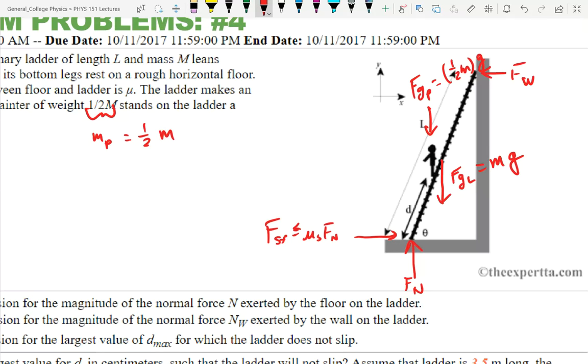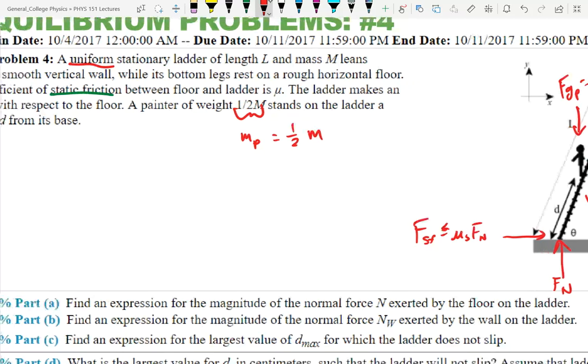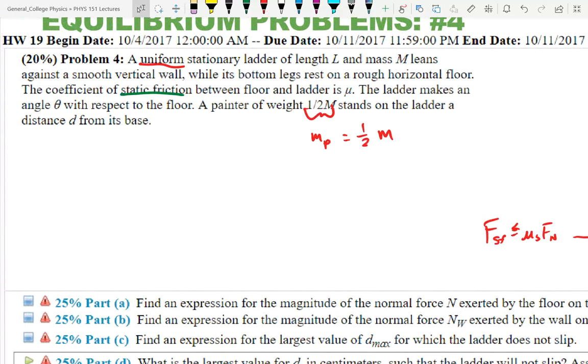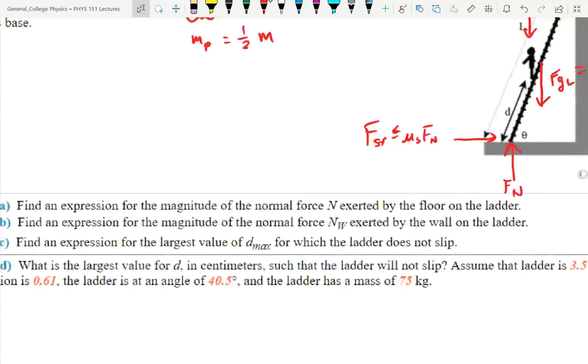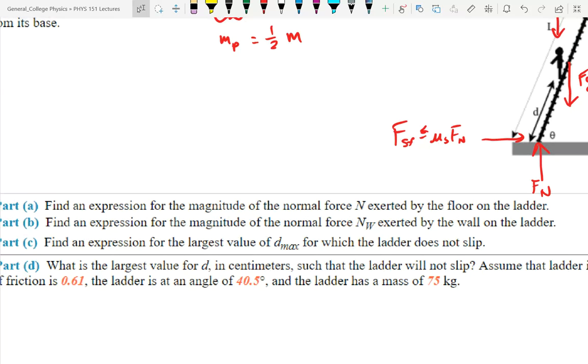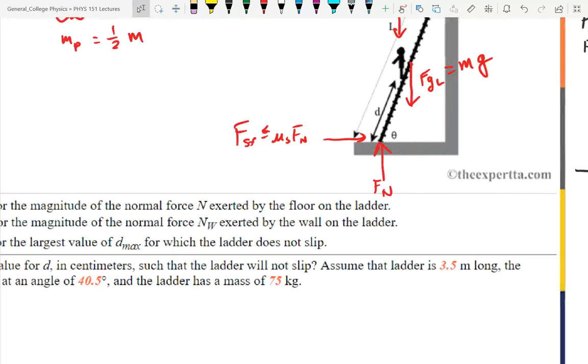Anybody notice a mistake in the problem's wording? A painter of weight 1/2 m. That's his mass, not his weight. Okay. Got that fixed. So we have the answer for the first one. We found an expression for the magnitude of the normal force. Now an expression for the normal force of the wall.